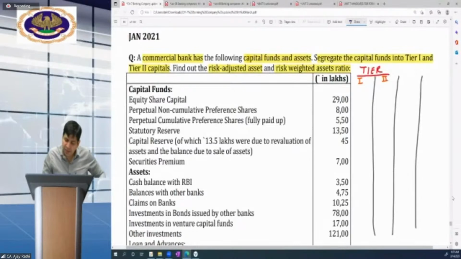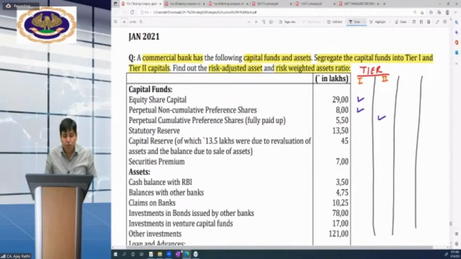Now tell me, equity share capital will fall in which? Everyone must get involved in answering, whether it is wrong or right. Yes, that is tier 1. Next one, perpetual non-cumulative preference shares. Perpetual non-cumulative preference shares will fall in tier 1, and cumulative preference shares will fall in tier 2.